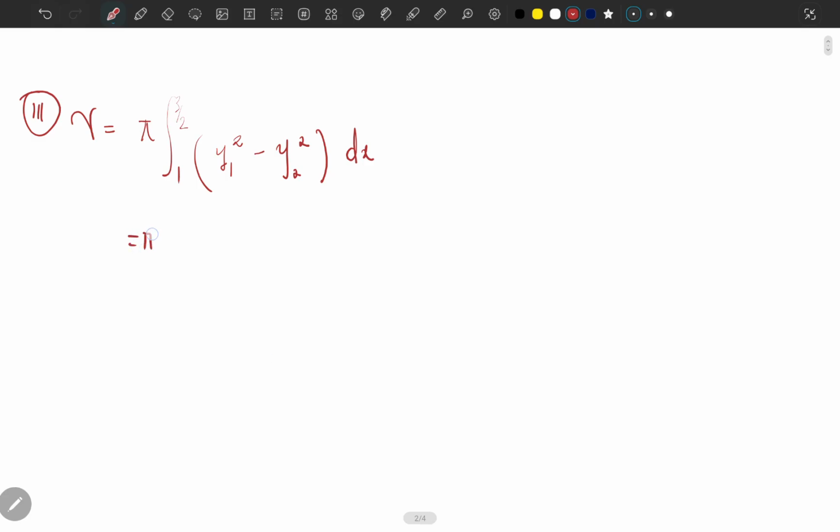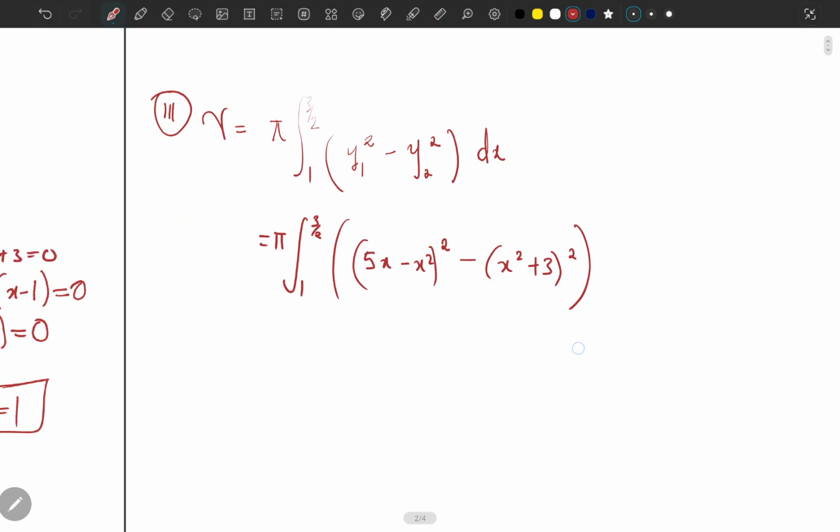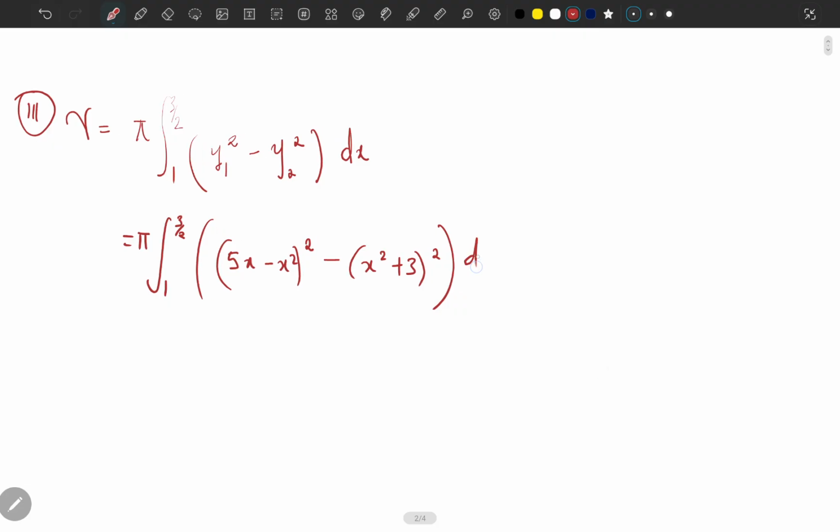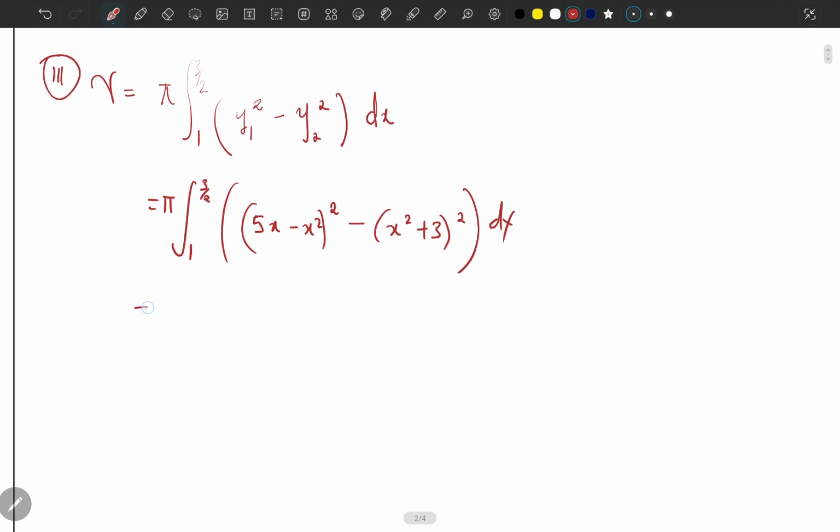So we get pi, 3 over 2. Then y squared, what is y squared? You get 5 minus x squared. You square. You say minus x squared plus 3. You square. That is y2. y2, if I'm not mistaken, yes, it's x squared plus 3. You square. Then you say dx. From here, I think the job is even done. The most important part is, do you know the formula for the volume? All right?